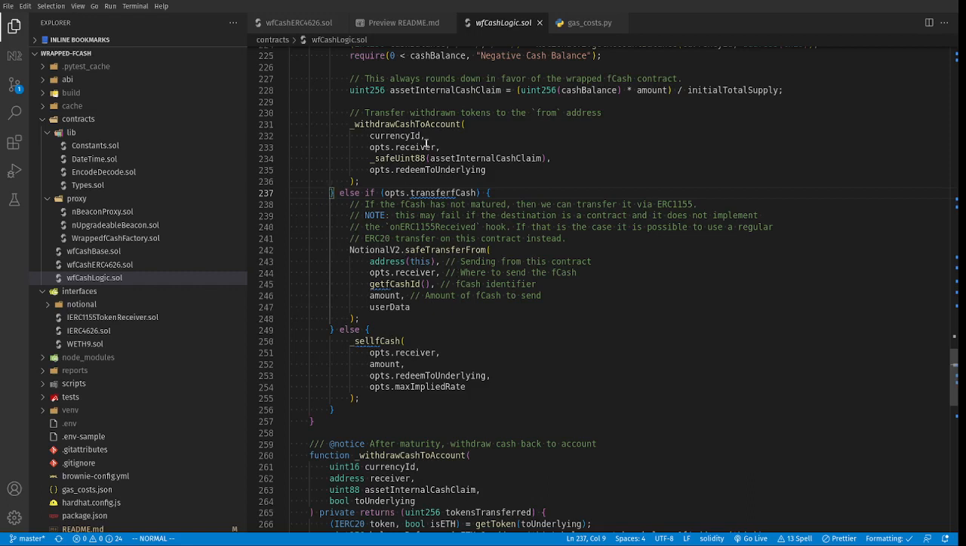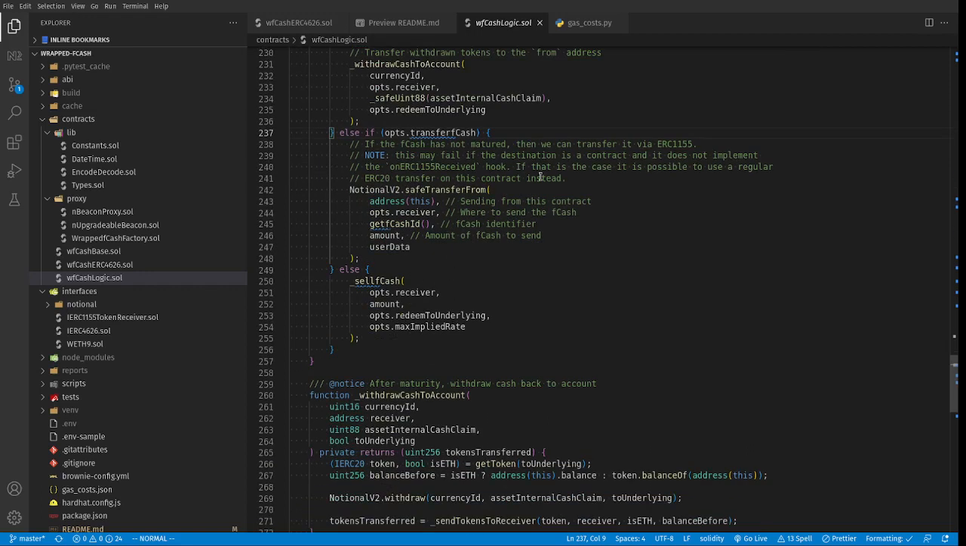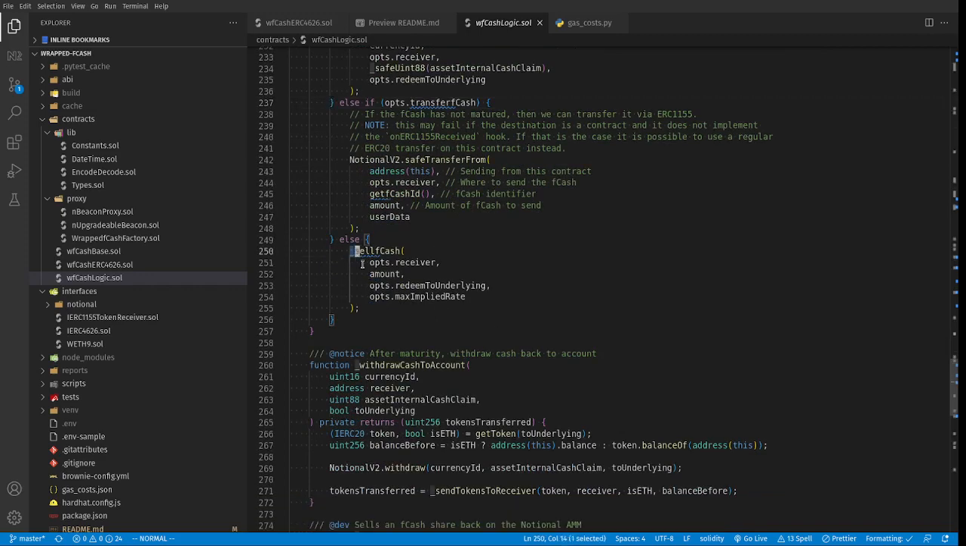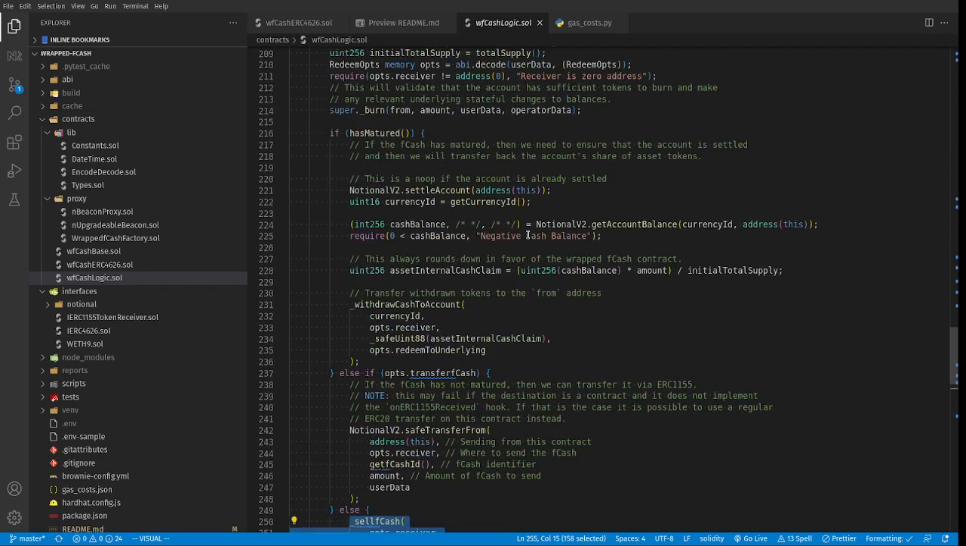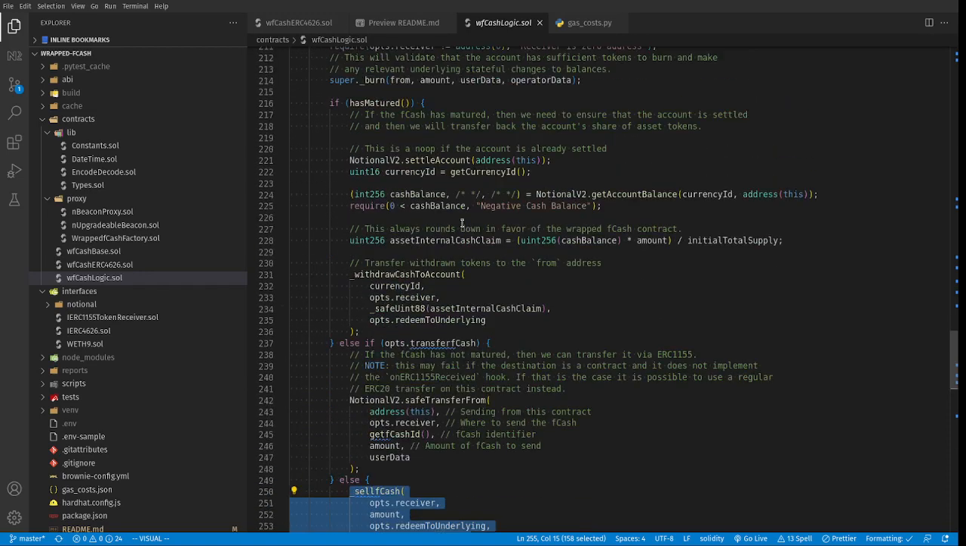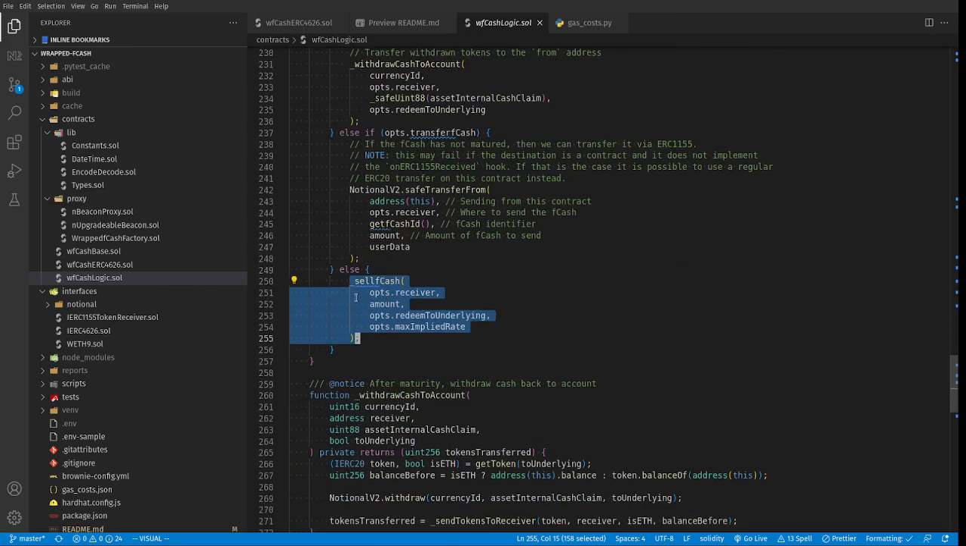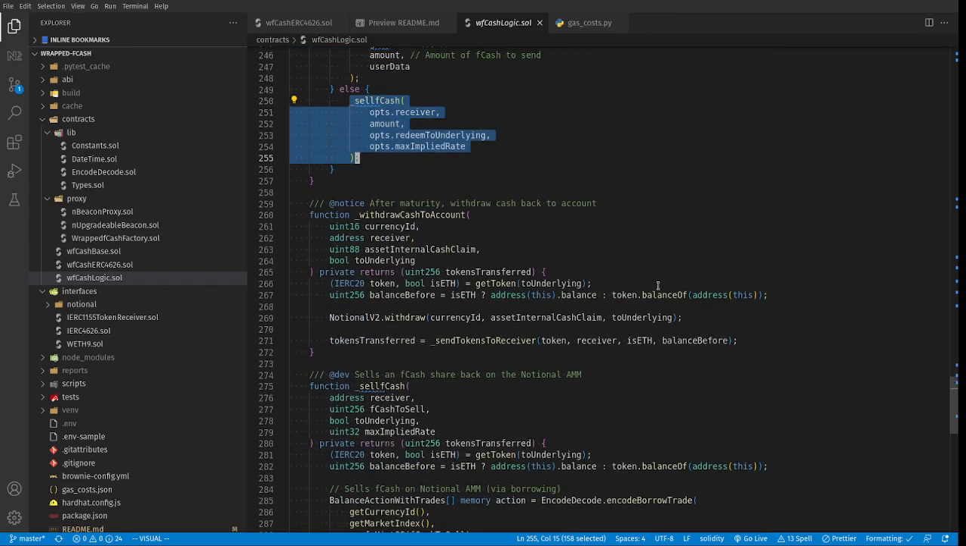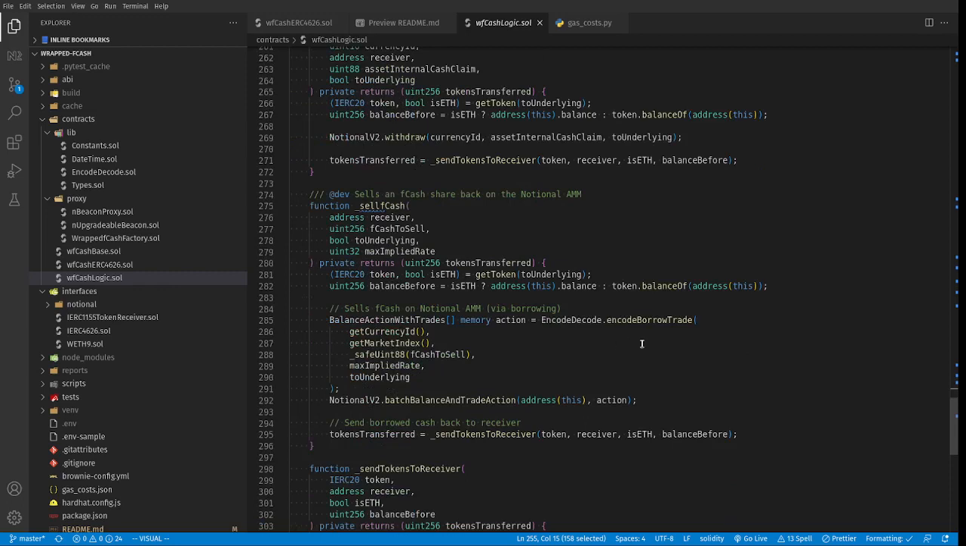This calls the ERC777 transfer from, and we'll send that fCash. The last option here is if you're not transferring the fCash, whether it has matured or not, you're going to be selling the fCash. This is the equivalent to borrowing. Now we're not going to borrow so much that this contract goes into debt. We're only going to be selling the existing balance that it has.